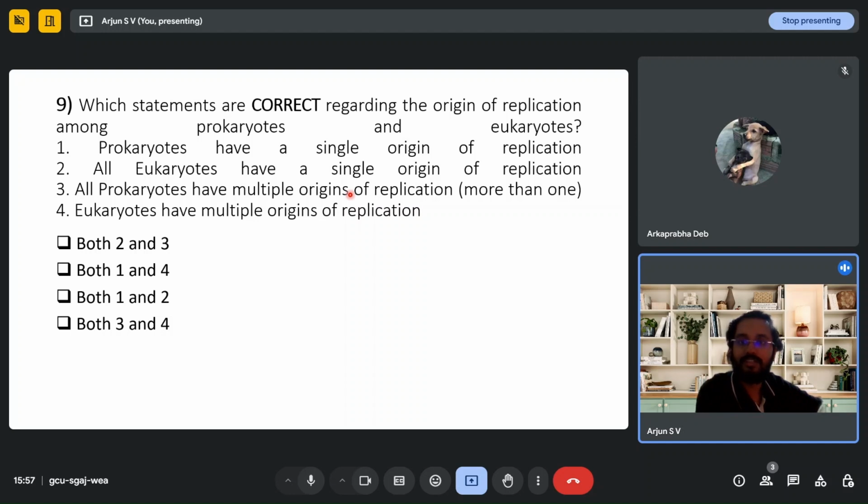So they are asking us to choose the correct statement. So out of this, two statements are correct, which is that prokaryotes have a single origin of replication and eukaryotes have multiple origins of replication, which has led to eukaryotes having greater diversity than prokaryotes.